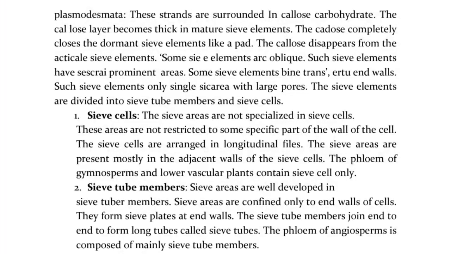Point 2. Sieve tube members. Sieve areas are well developed in sieve tube members. Sieve areas are confined only to end walls of cells. They form sieve plates at end walls. The sieve tube members join and tend to form long tubes called sieve tubes. The phloem of angiosperms is composed of mainly sieve tube members.